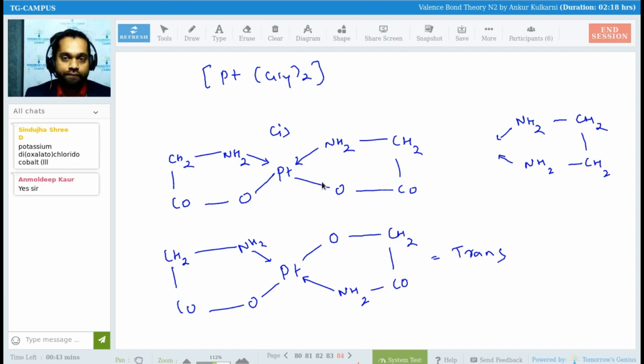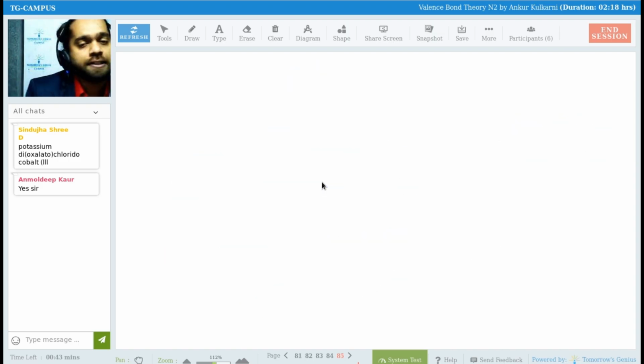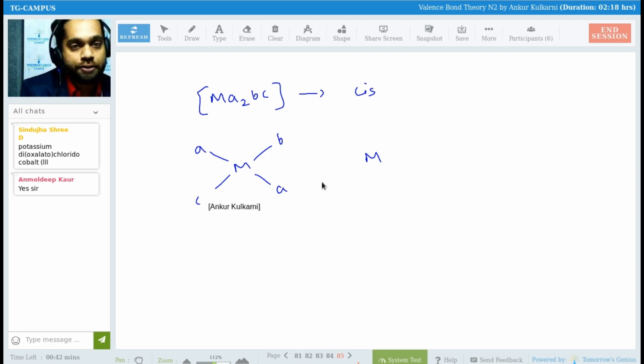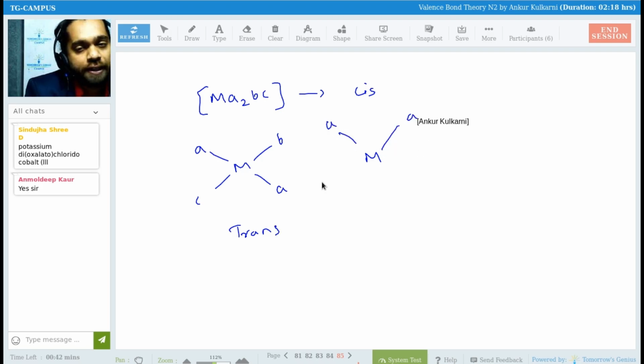Okay, let's go ahead after cis and trans. Besides Ma2B2, we have complexes also like Ma2BC. In that also we have cis and trans, and it will depend on A. If your A is opposite, it is trans. If your A is side by side, it is cis. Come on, draw this. I'm not giving you an example now. It is understood, I hope.